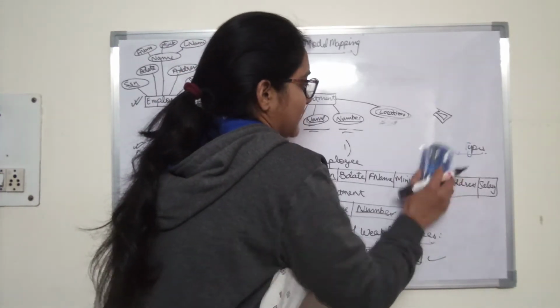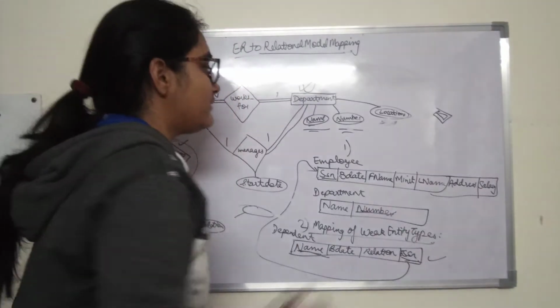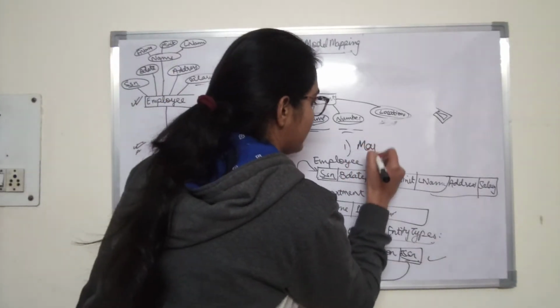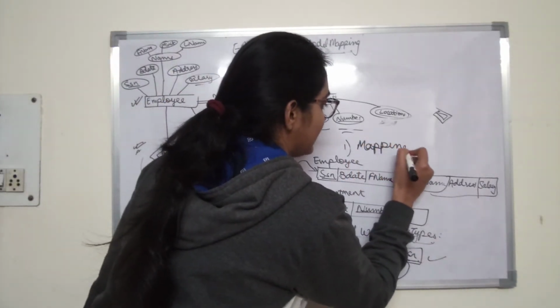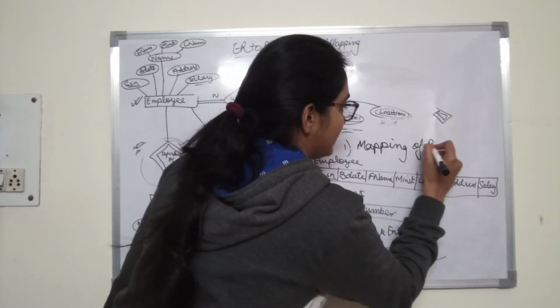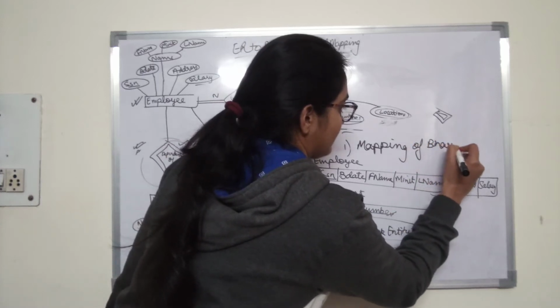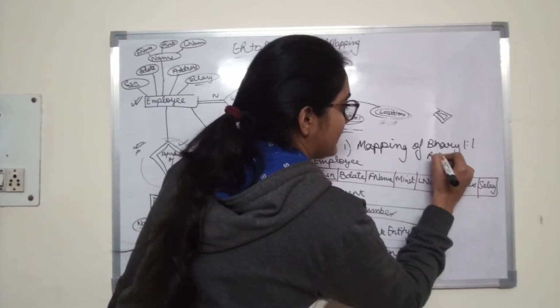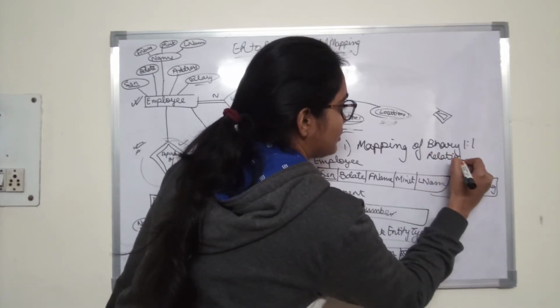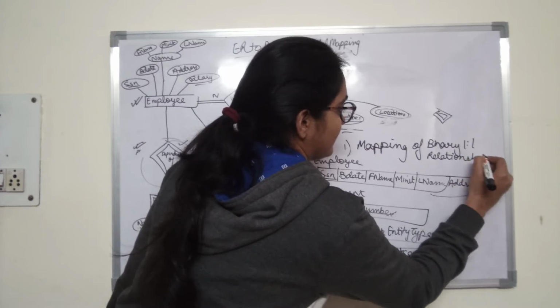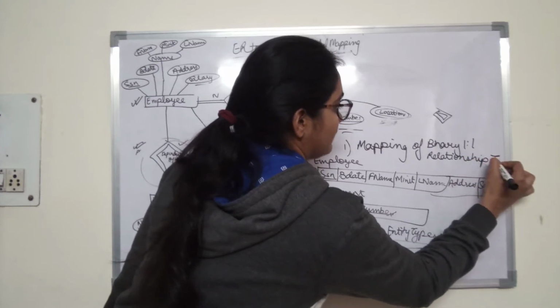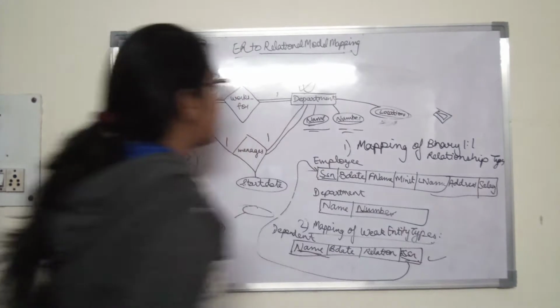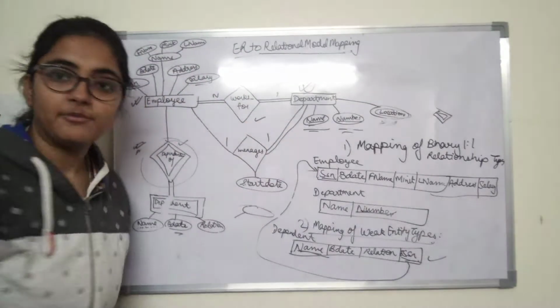So the third step is about mapping of binary 1:1 relationship types. Why binary? Because we are talking about binary relationship types. What are binary relationship types? Binary relationship types are the ones in which there are two participating entity types. For example, this particular relationship type works for.